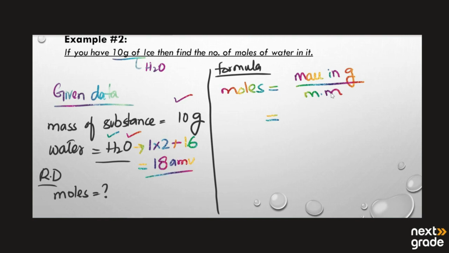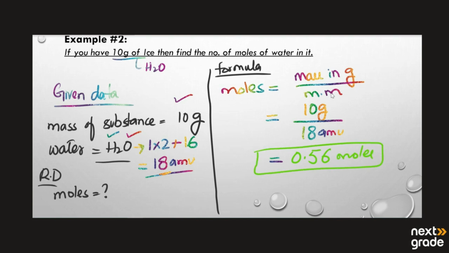So the mass in gram we have is 10 grams, divided by the molar mass, which is 18 AMU. By dividing 10 by 18 we get 0.55 or 0.56. By rounding off, we get 0.56 moles. So this is a simple way that we can find the number of moles from the given mass.